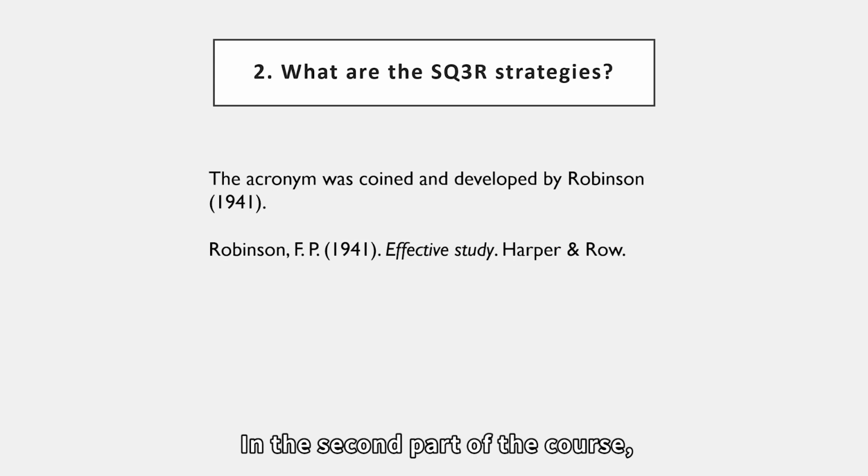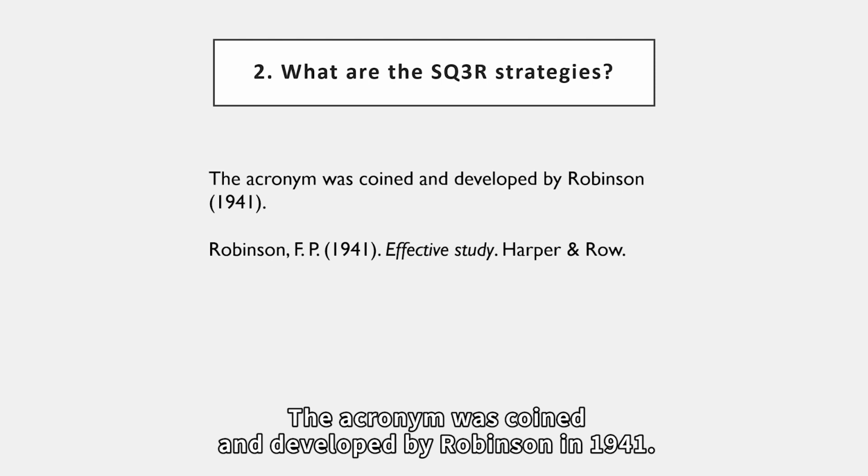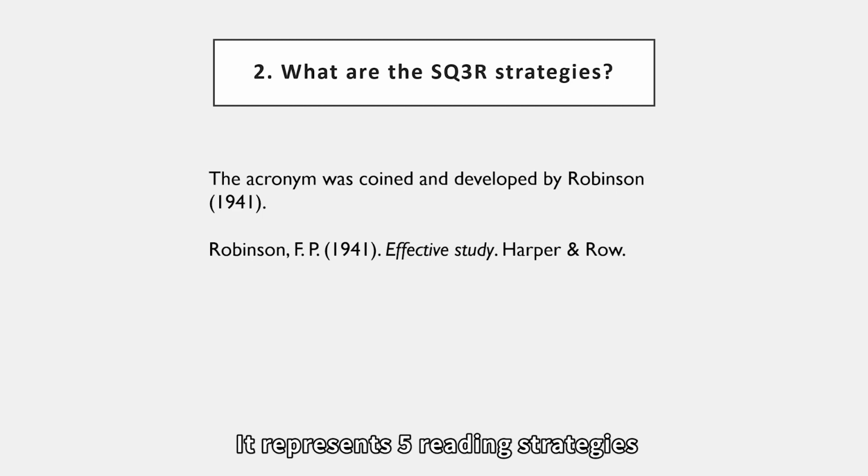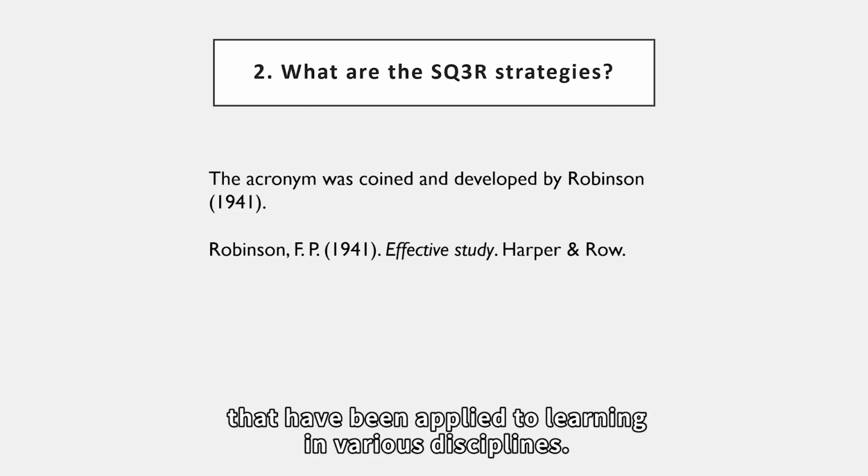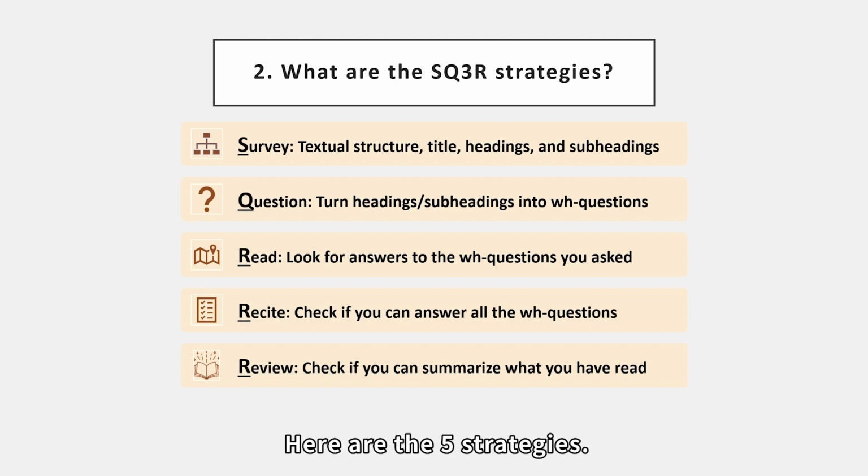In the second part of the course, we will talk about the SQ3R strategies. The acronym was coined and developed by Robinson in 1941. It represents 5 reading strategies that have been applied to learning in various disciplines. Here are the 5 strategies.